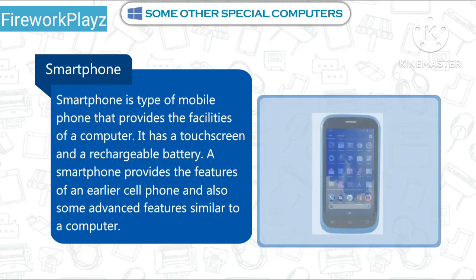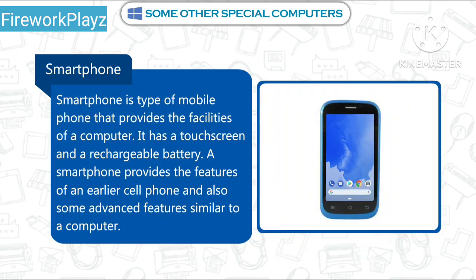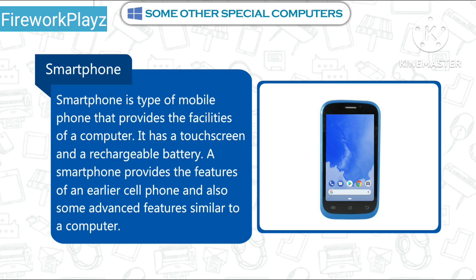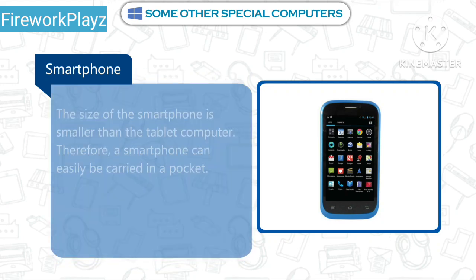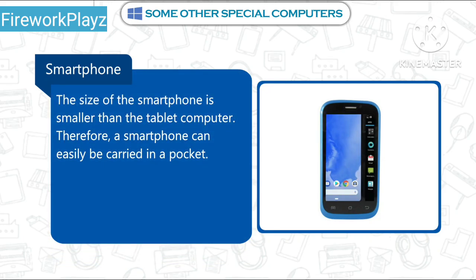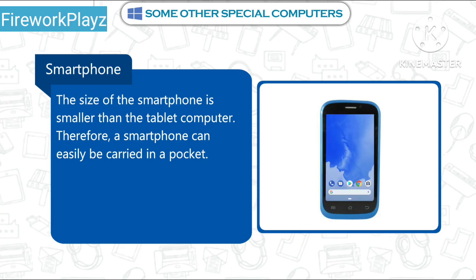Smartphone. A smartphone is a type of mobile phone that provides the facilities of a computer. It has a touch screen and a rechargeable battery. A smartphone provides the features of an earlier cell phone and also some advanced features similar to a computer. The size of the smartphone is smaller than the tablet computer. Therefore, a smartphone can easily be carried in a pocket.